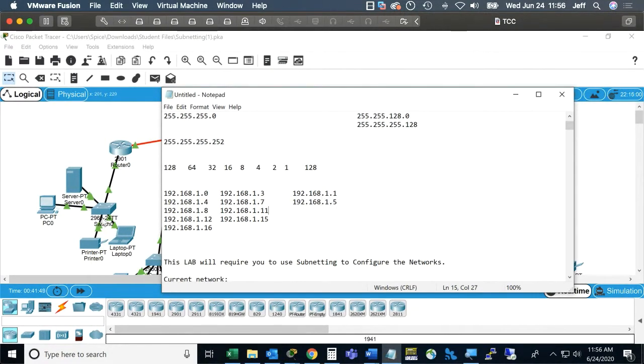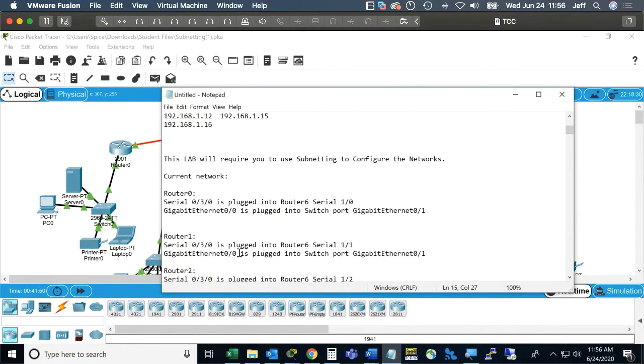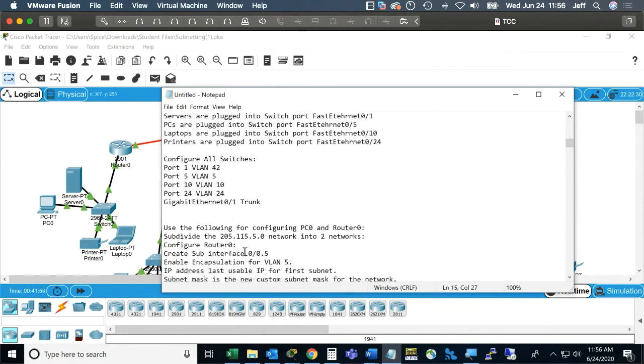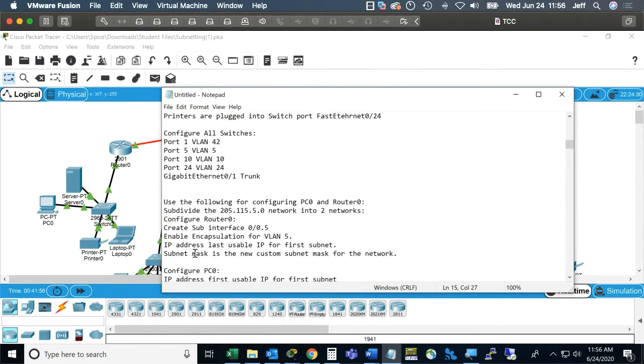And so it's easy to figure this out, and you'll need to know this because I think in the instructions here, I'll tell you to use, let me see here. Yeah, you use the last usable IP for the first subnet, right? So I give you: subdivide this network into 2 networks, right?